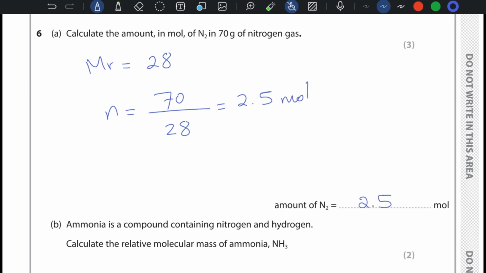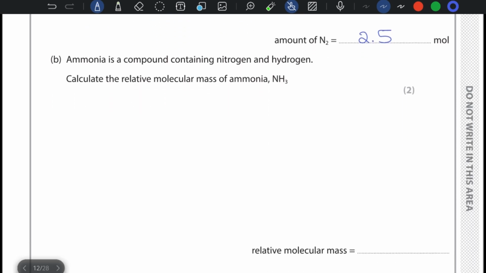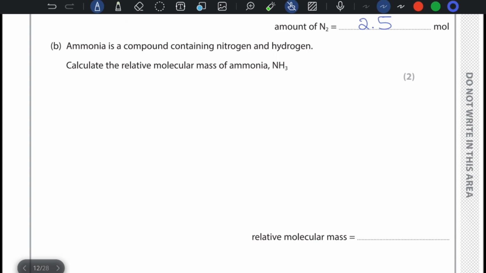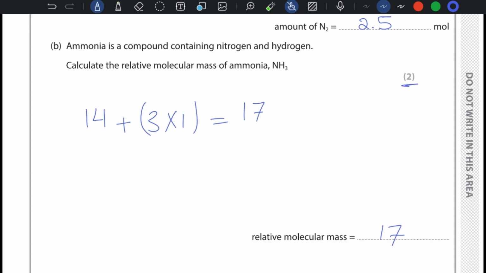He didn't ask you to show your working. So if you write the final answer only, you will get the 3 marks. Ammonia is a compound containing nitrogen and hydrogen. Calculate the relative molecular mass of ammonia. Nitrogen 14 from periodic table plus hydrogen 3 multiplied by 1 from periodic table equals 17. So also if you write 17 without working, you will get the 2 marks.